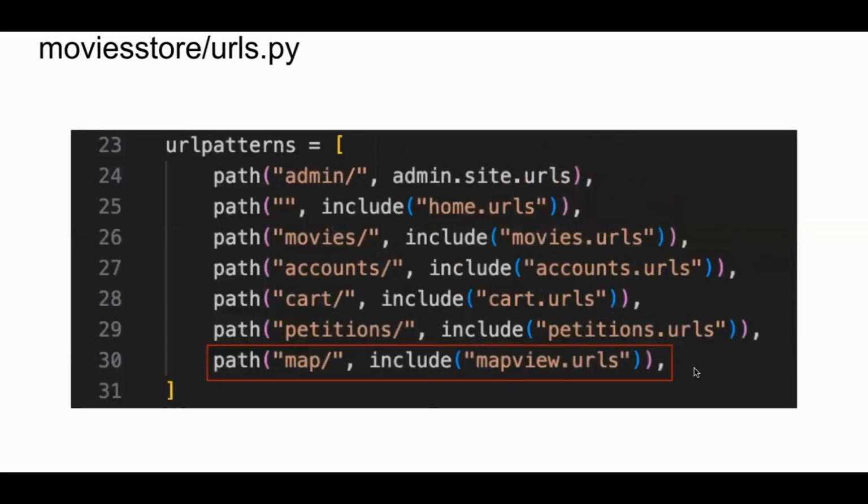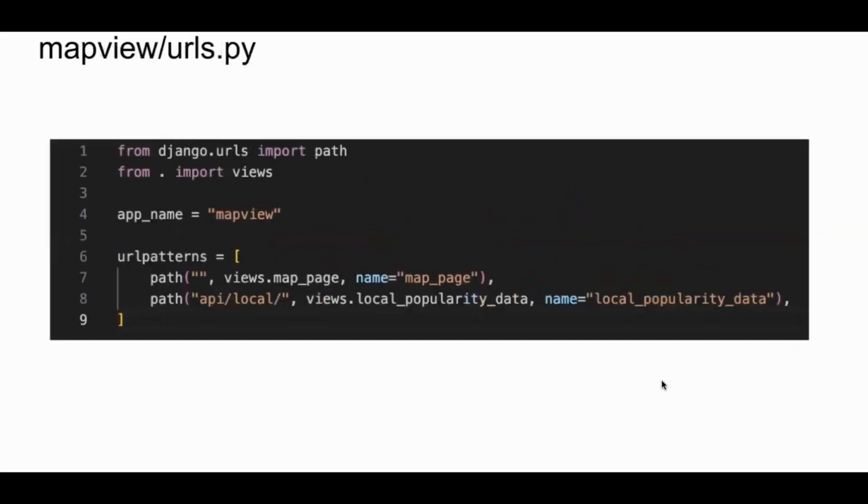Then I created a URL in the URLs file of Movie Store so the routes with map in it can request the app. Within map view, the URLs file defines which URLs are handled by the functions in the views file of map view.